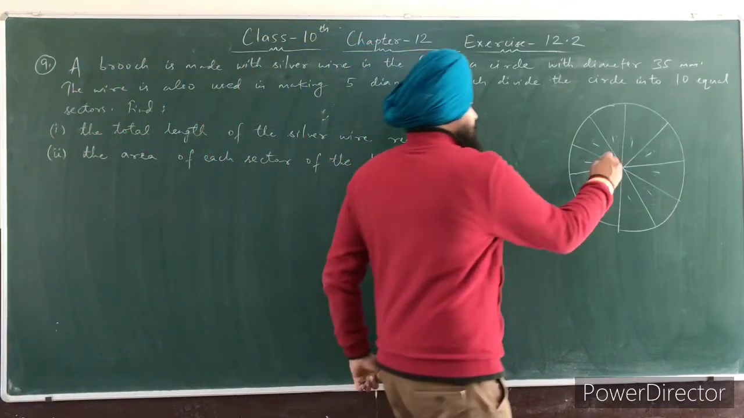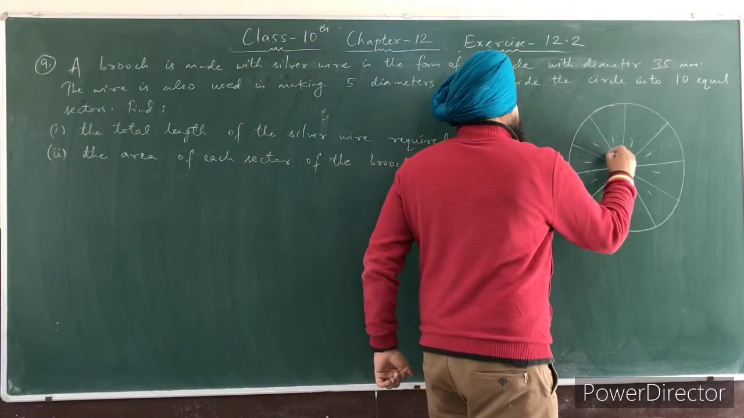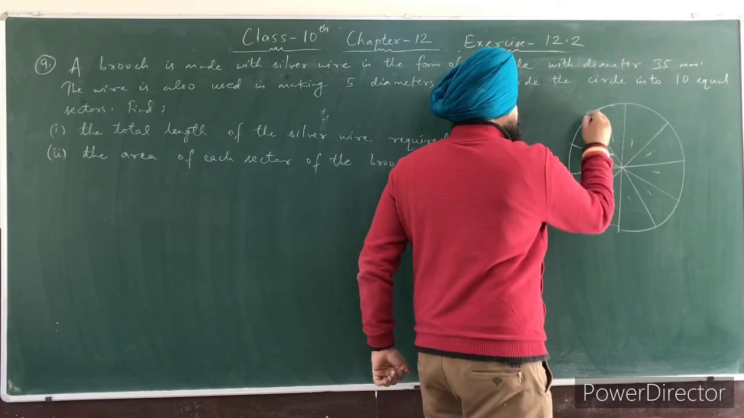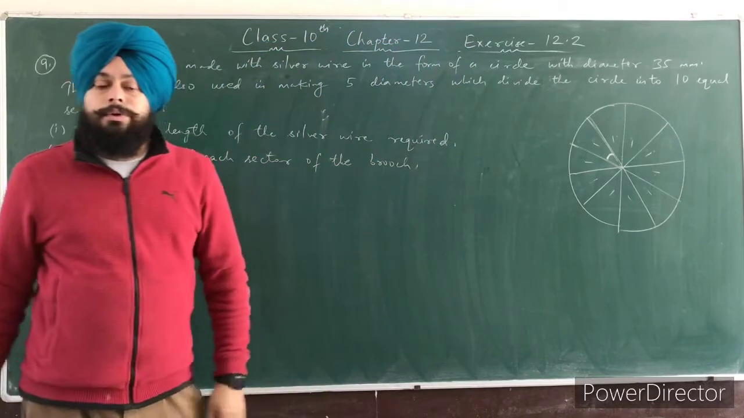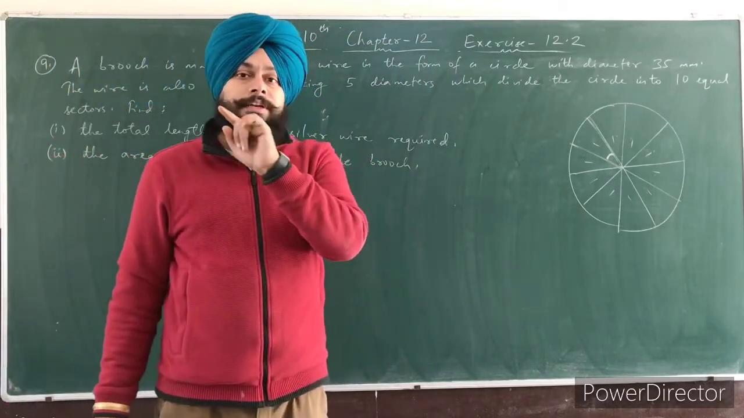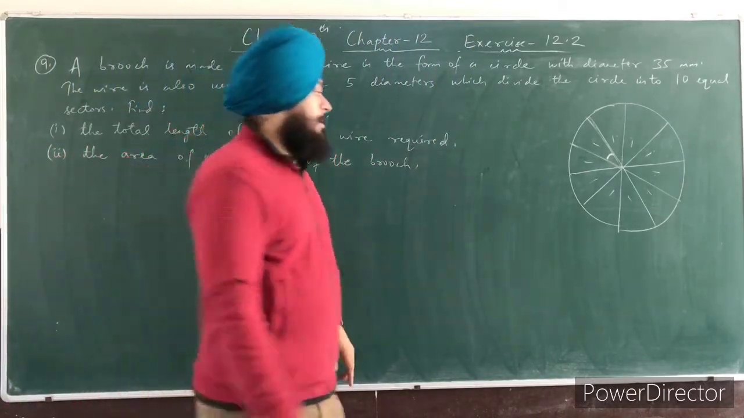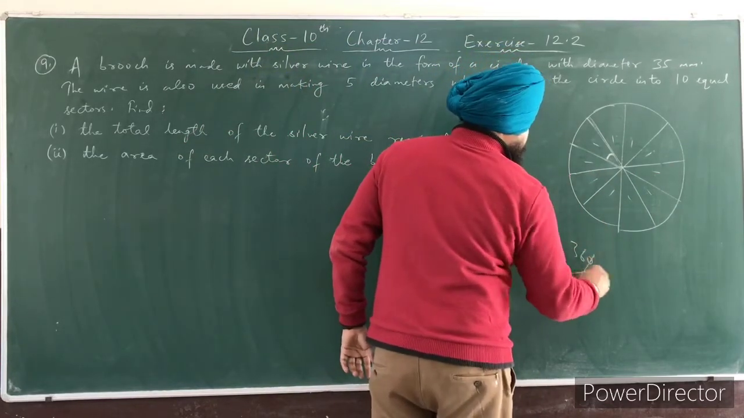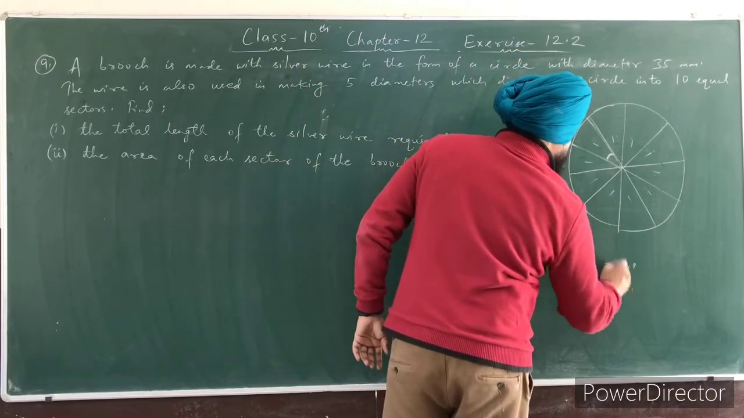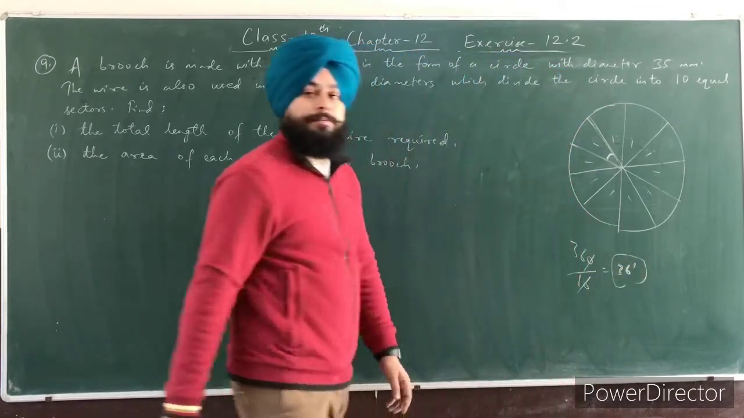So what is the theta between these two consecutive radii? If the total angle is 360 degree, then there are how many sectors? 10 sectors. So 360 by 10. It is how much? 36 degree. Clear?